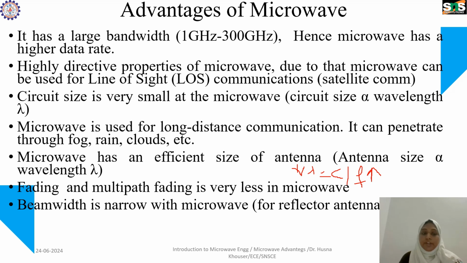Next, fading and multipath fading are very low in microwave communication. And next, the beam width is narrow with microwave. For a reflector antenna we see 70 d by lambda. So based on our requirement, these are the advantages. Based on how we are going to use the application, we have to classify our bands. And in the next lecture I'll discuss microwave transmission lines.